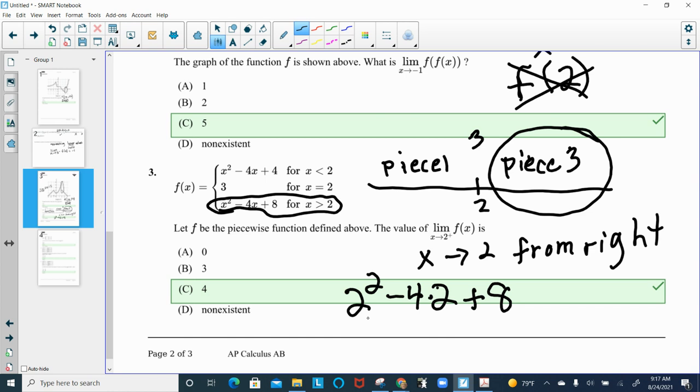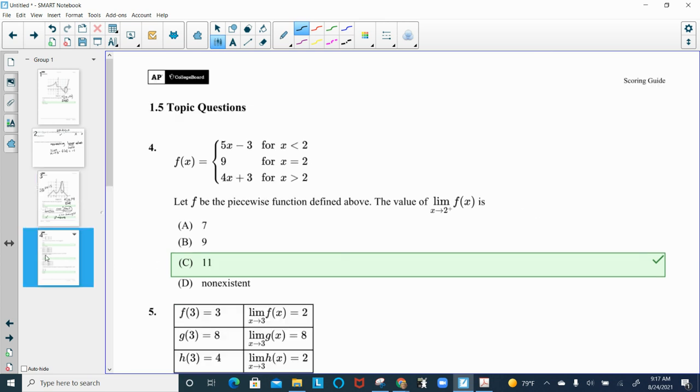So we'll have 4 minus 8 plus 8. So those will cancel out, and we'll be left with 4. So the big issue there is just picking the correct piece to evaluate. And after that, it feels like an algebra problem. Really nice. I think there's one more here.